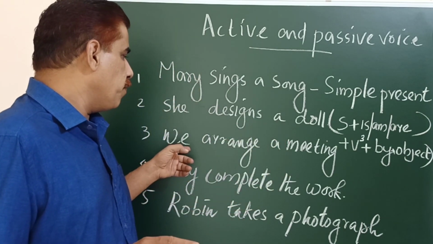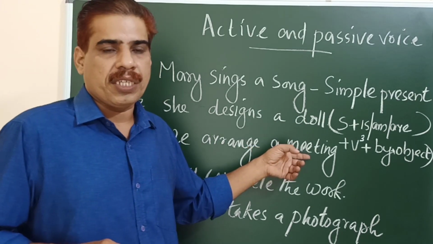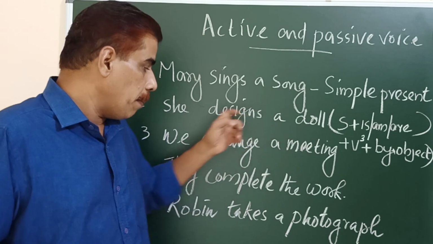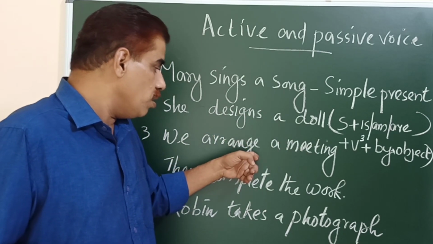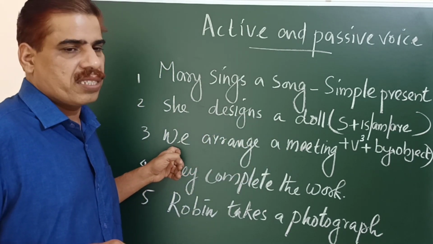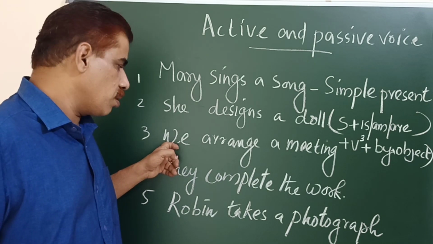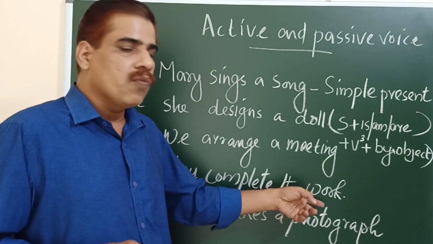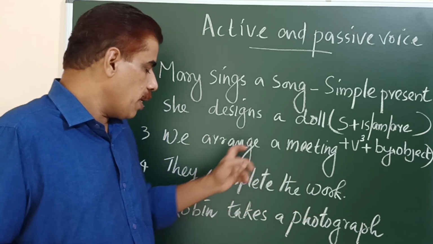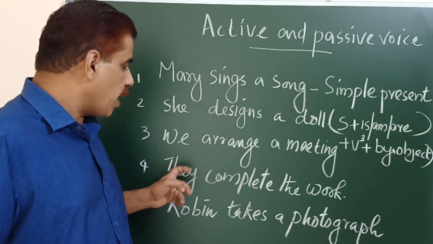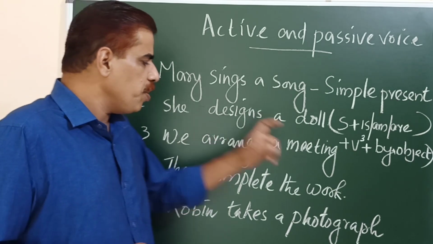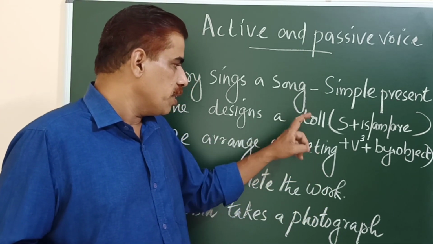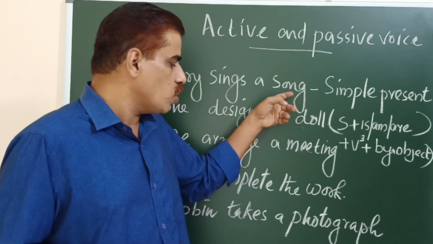You see, we arrange a meeting. A meeting is arranged by us. I told you we will change it to us. Next one. They complete the work. The work is completed by them. Why do we use is? Because this is singular.